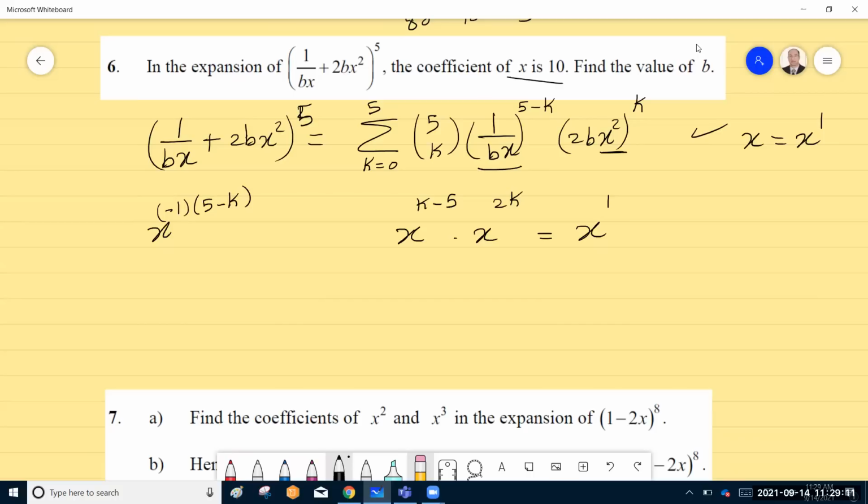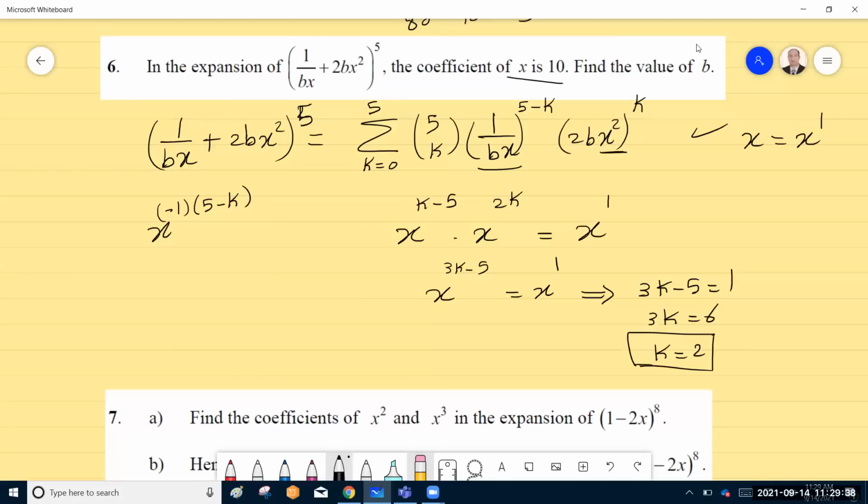I look only for x. Don't take more calculation and take the other coefficient, no need. Now this is x to the power k minus 5 plus 2k, as you see here, 2k plus k, 3k minus 5, is the same as the power of 1. This implies that 3k minus 5 is equal to 1, and 3k is equal to 6, k is equal to 2. K, of course, is a whole number, a positive integer.